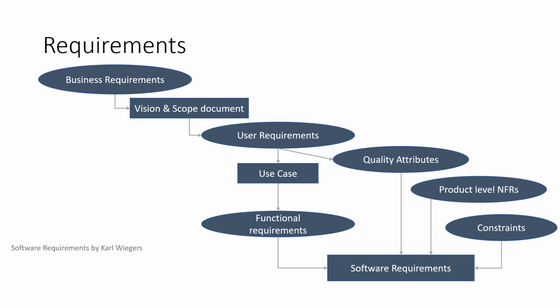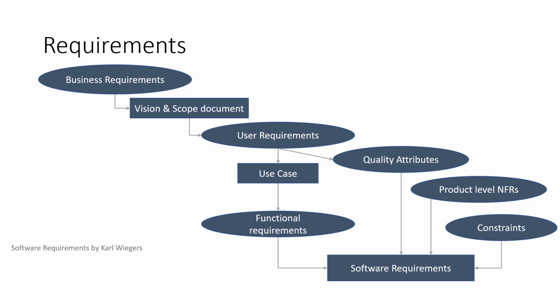So there can be business requirements, user requirements, functional requirements. Ideally, business requirements can translate into user requirements, and user requirements can translate into functional requirements. And then there can be some user level quality attributes. There can be some product level quality attributes. We can also call them non-functional requirements. And then there can be some constraints.